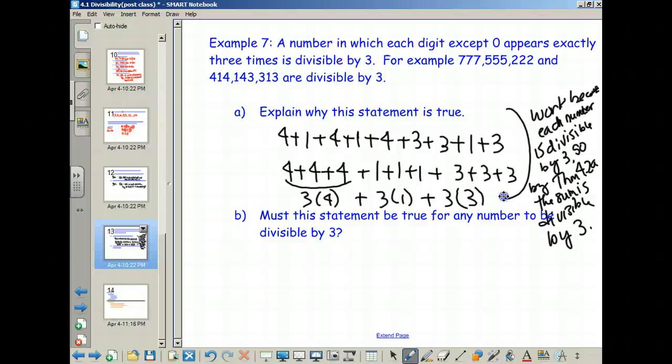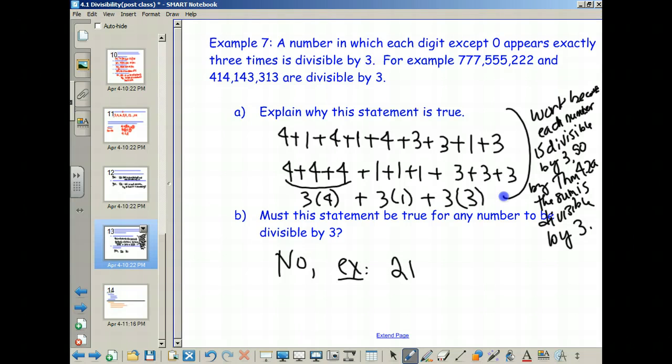Must this statement be true for any number to be divisible by 3? Okay, why not, Rachel? As long as the sum of the number equals a number that's divisible by 3. Okay, so can you give me an example more? So must the statement be true? The answer is no. Give me an example. What you've got to do is create an example that doesn't have this property and still is divisible by 3.